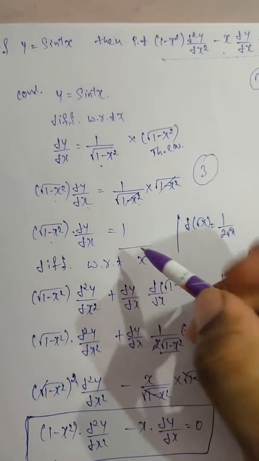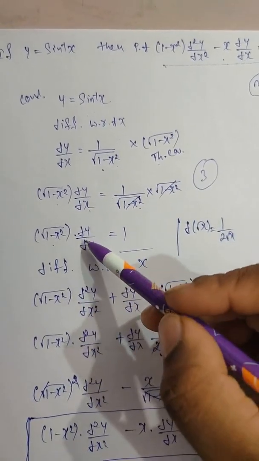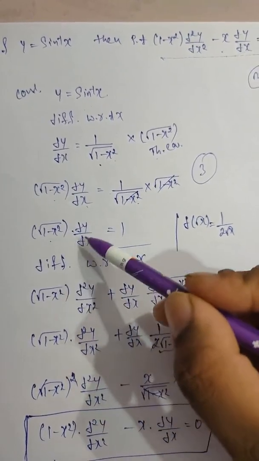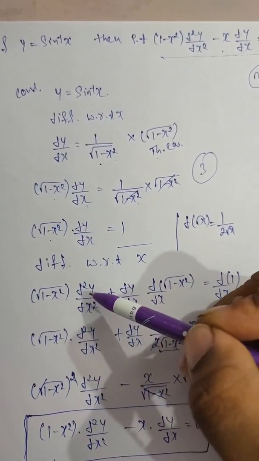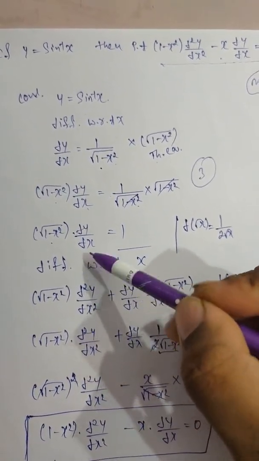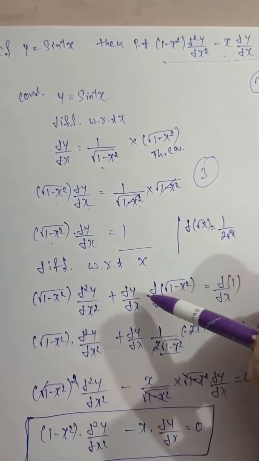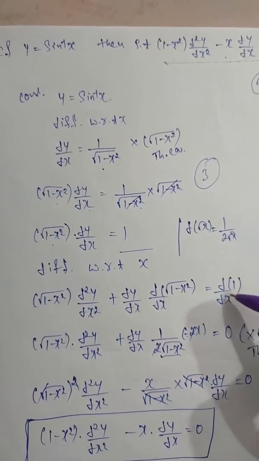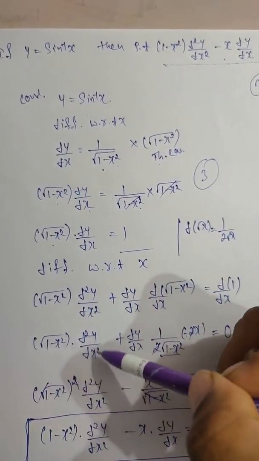Then once again differentiate with respect to x. Here you want to apply the product rule of differentiation. Keep the first function as it is, multiplied by the differentiation of dy by dx, which is d square y by dx square, plus keep dy by dx as it is, multiplied by the differentiation of root of 1 minus x square.